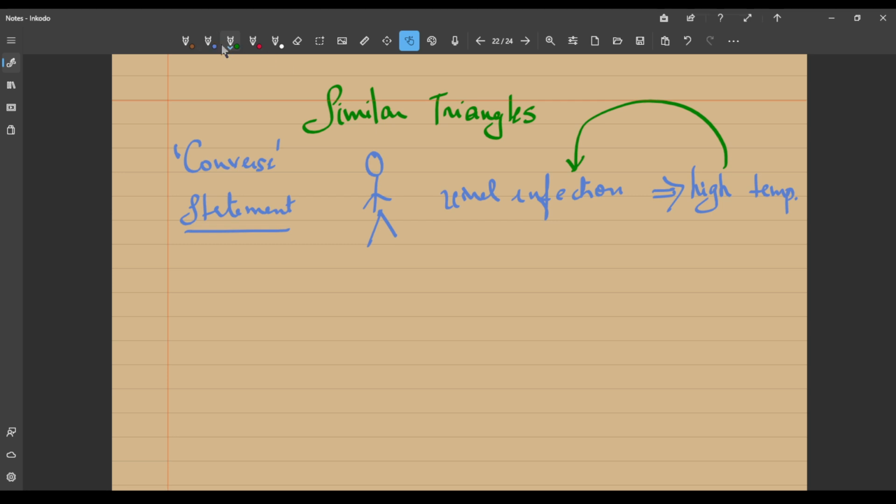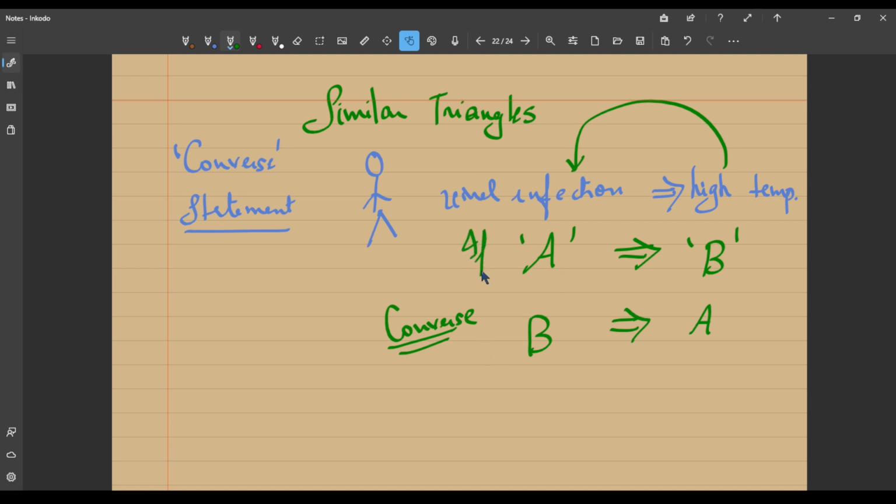Now, to understand this better, let us call this situation as A. A person having viral infection as A. It implies that he has a high temperature, so this is B. So, if A implies B, then B implying A is called the converse of the statement A implies B. I hope you followed what converse is. If A implies B, then the converse is B implying A, right?